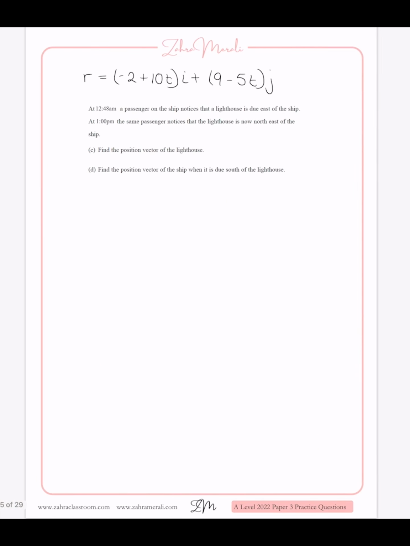Okay. So now we've got, at 12:48 p.m., a passenger on the ship notices the lighthouse is due east. Now if we think about it, if we draw our compass, my very dodgy one, I don't know how you ever learnt it. Never eat shredded wheat, but anyway, north, east, south, west.